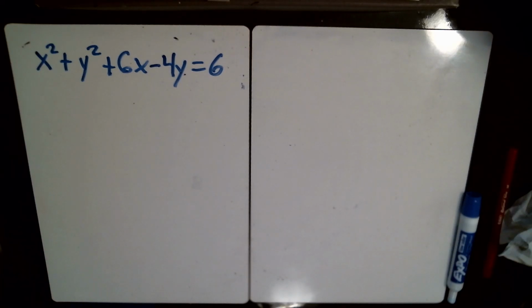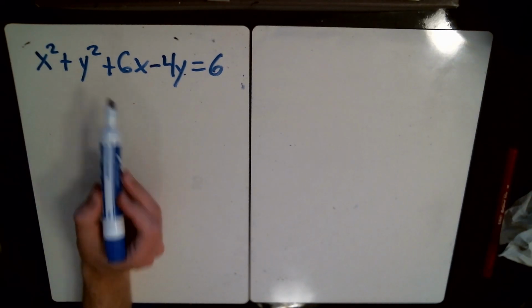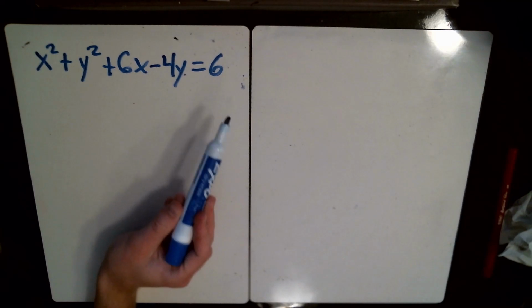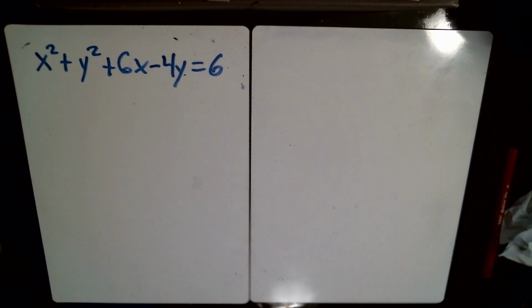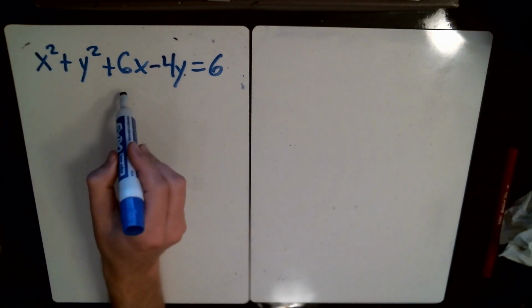Okay, so in this video I'm going to do one more example of finding the center and the radius of a circle that's not quite in the nice form that we like it to be in. So we've got x squared plus y squared plus 6x minus 4y is equal to 6. And we want to rewrite this so that it's in a nicer form, so that we can find the center of the circle and the radius and then sketch a graph of what it's going to look like.